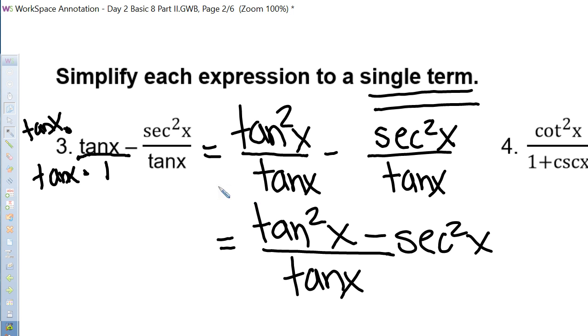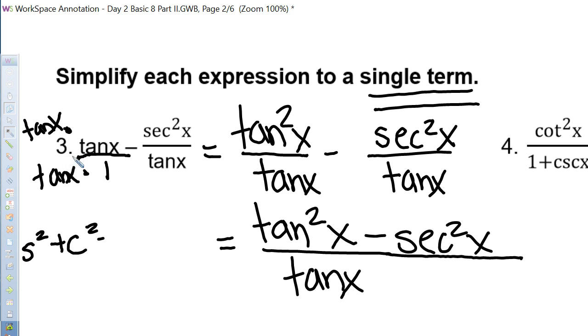Now, can I cancel tangent of x with the tangent squared? Could I cancel out one factor of tangent squared? No, this is a binomial. Is this a binomial down here? No, so that won't work. So notice both of these are square trig. So it's possible that this numerator, tangent squared of x minus secant squared of x, could be a Pythagorean identity. Let's see if it is.